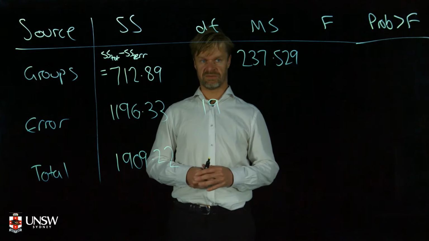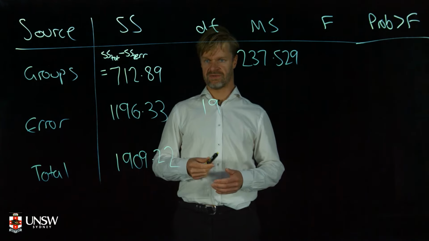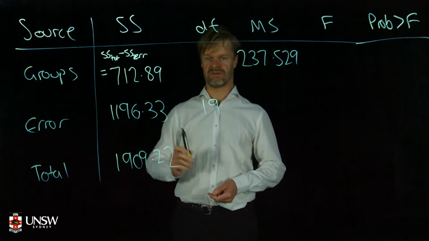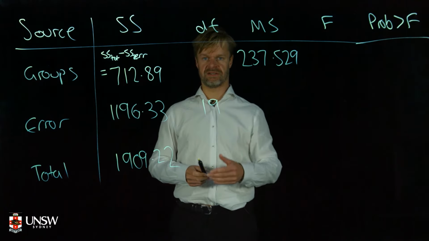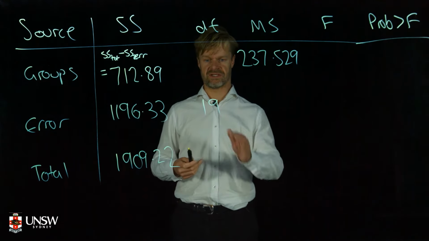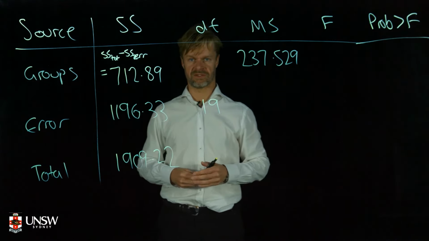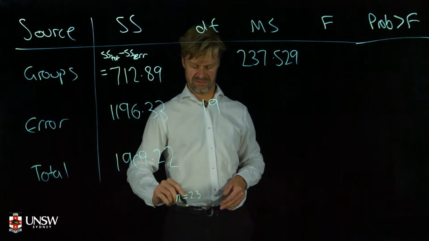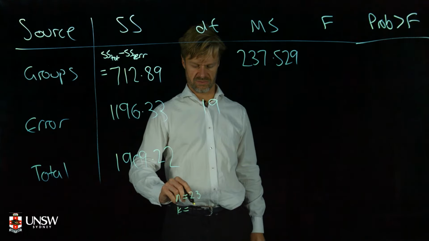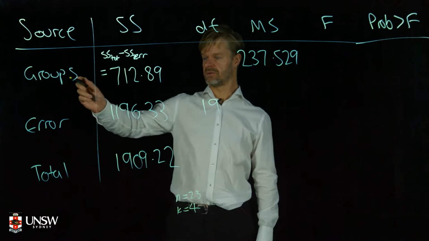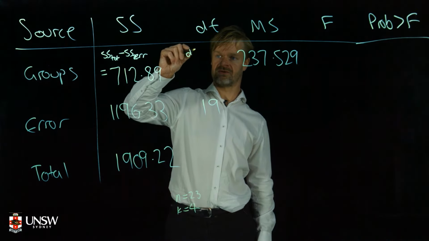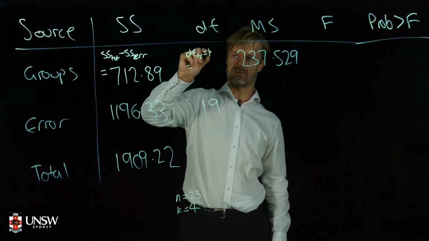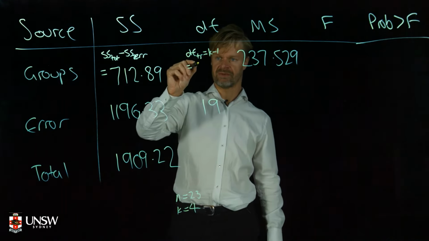Degrees of freedom, what happens here? Well, we could also use the same approach and say the group's degrees of freedom is equal to total degrees of freedom minus error, except they've both been left out here. We're going to have to use some information from the design. You can work out all of these numbers from the design. Remember in our case, the total sample size is 23 and the number of treatments is 4. The group's degrees of freedom, so the degrees of freedom for treatment, is equal to k minus 1, which is 4 minus 1, this is 3.